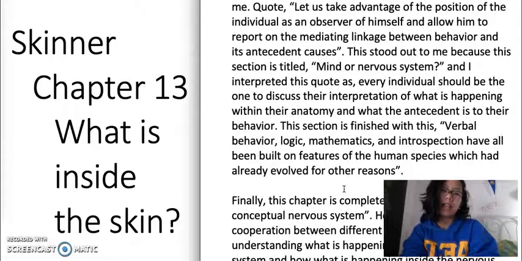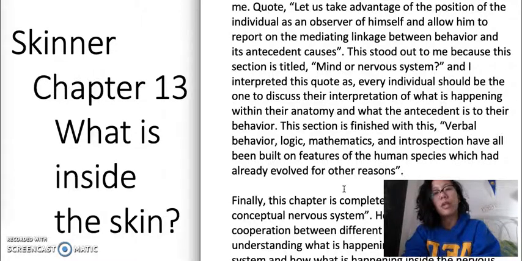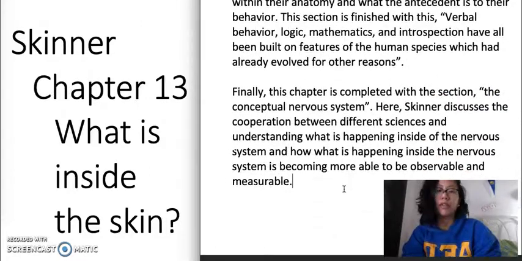This section is finished with this: "Verbal behavior, logic, mathematics, and introspection have all been built on features of the human species which have already evolved for other reasons."